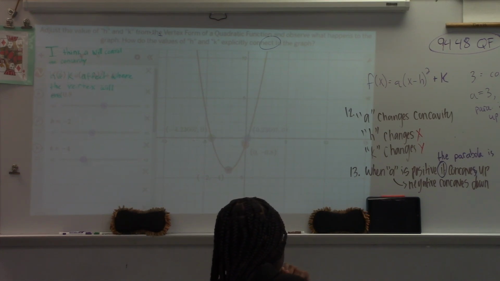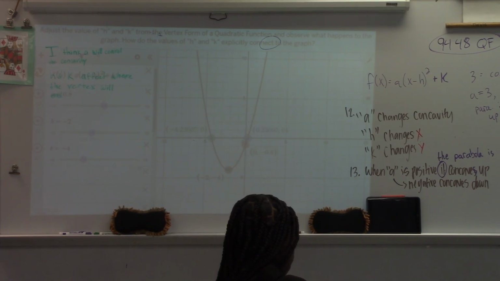K right now is -4. What's the Y value of my vertex? -4. I change K to 5. What's the Y value of my vertex now? 5. Please notice, does it affect my x-intercepts? No. I was saying, earlier, I had x-intercepts, right?